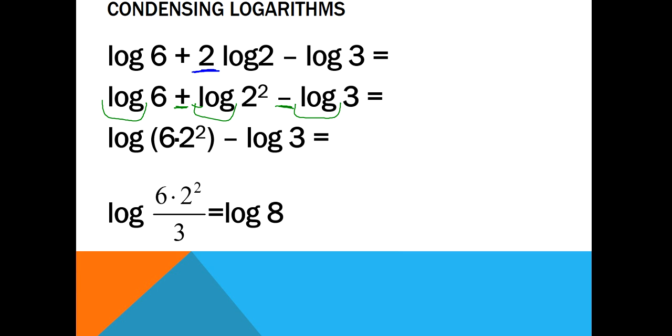And there's my log completely condensed now, and 2 squared is 4. 4 times 6 is 24, and 24 divided by 3 is 8. So basically what we've done here is we've taken 3 logarithms and condensed them down to 1. So instead of having to plug 3 of them in my calculator and do that, and have a bunch of rounding errors, we've condensed it down to 1, making it easier for us to calculate. Okay, that's the advantage.